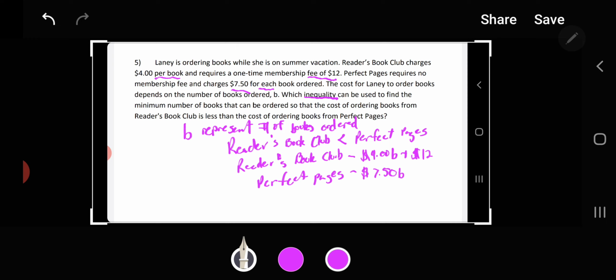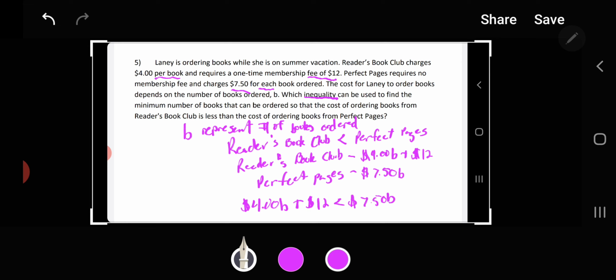All right, well, once again, Reader's Book Club, we want it to be less than, so we're just going to take her amount, so $4 per book, plus her $12 membership fee. We want that to be less than $7.50 per book. All right.